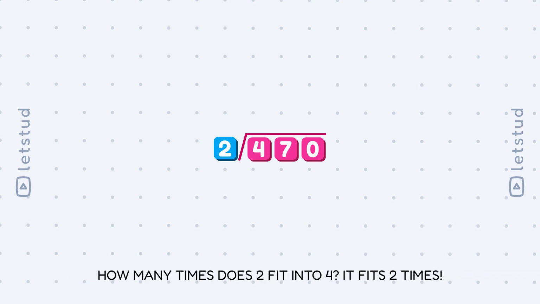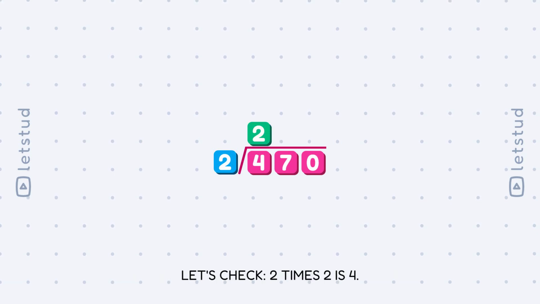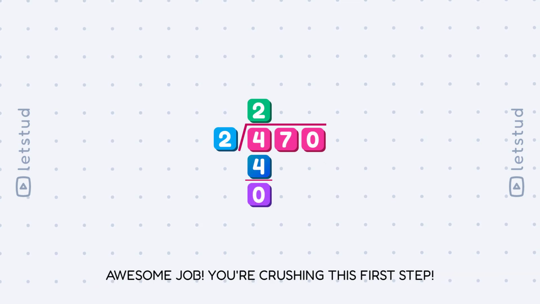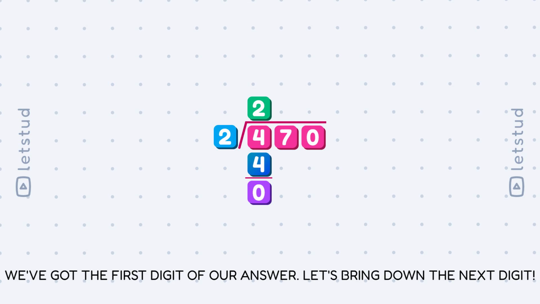How many times does 2 fit into 4? It fits 2 times. Let's check: 2 times 2 is 4. Now we subtract 4 from 4, which leaves us with 0. Easy peasy. Awesome job, you're crushing this first step. We've got the first digit of our answer.